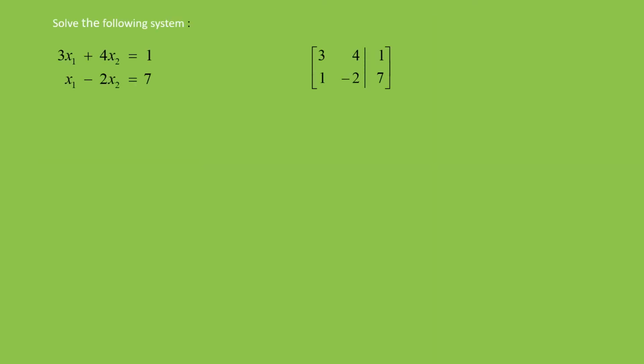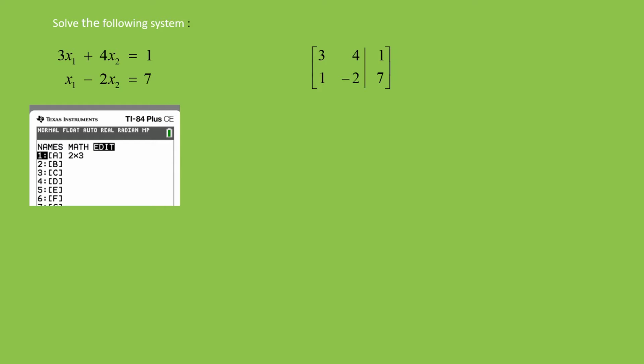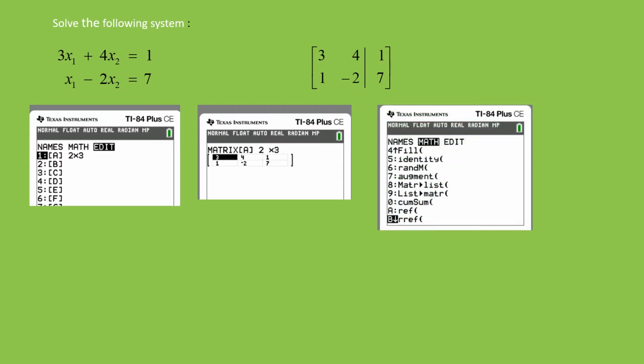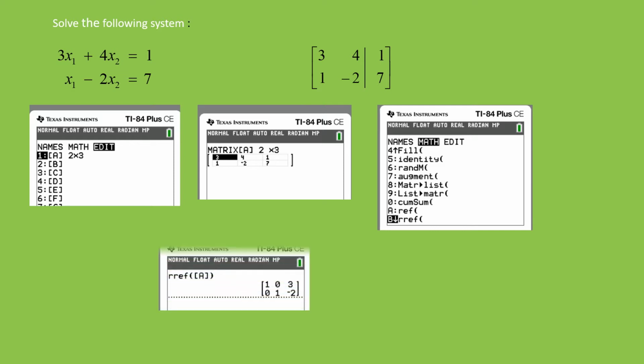In order to solve this, you consider the augmented matrix and enter that in a graphing calculator. Under matrix edit, it is 2 rows, 3 columns, and we won't have that line there when we enter. We get it like this. So we can select matrix math and then search for the reduced row echelon form. The reduced echelon form will give you the coefficient matrix as a unit matrix, and then the answer is 3, -2.